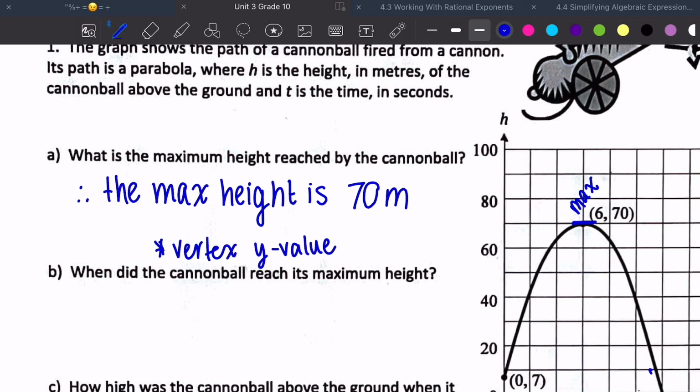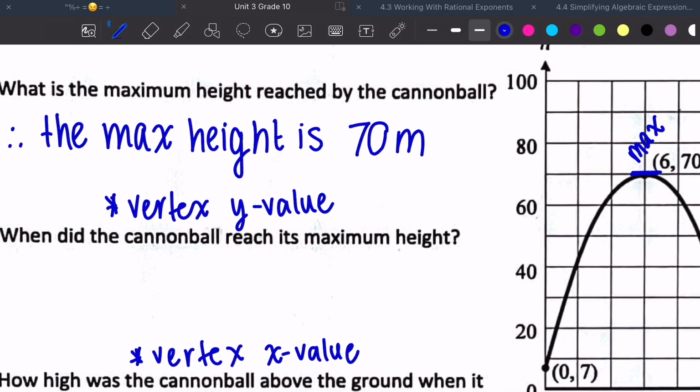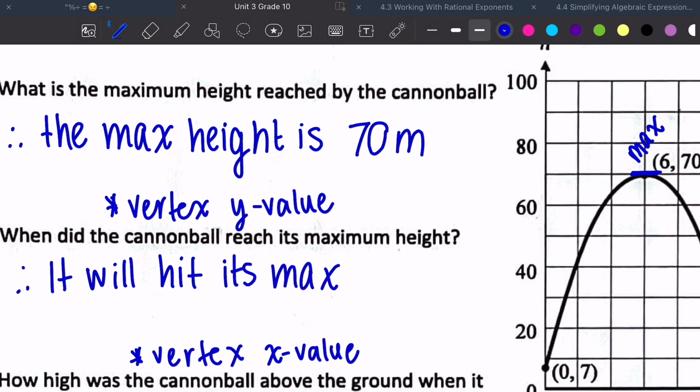If it says, when did it reach maximum height? That's when it's talking about the x value of your vertex, right? When does it hit its maximum height? What's the x value of the vertex? 6, which if we're talking about time, this is after 6 seconds. It will hit its maximum height at 6 seconds. That's it.